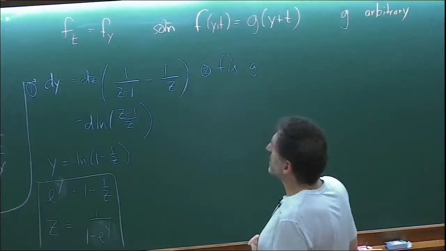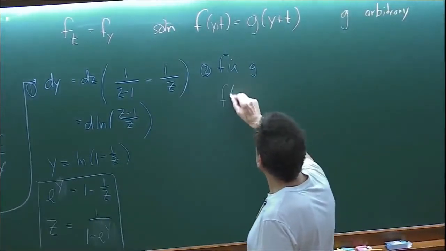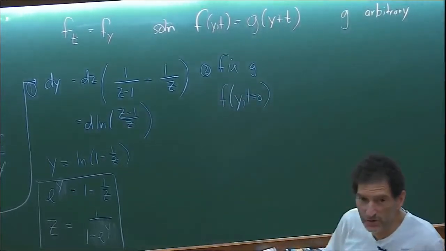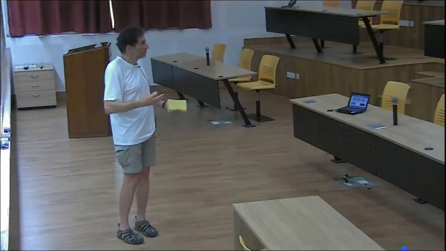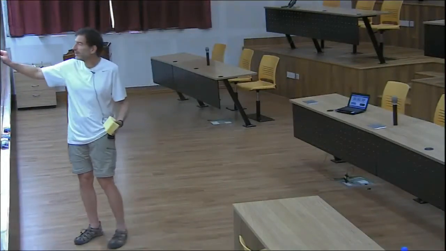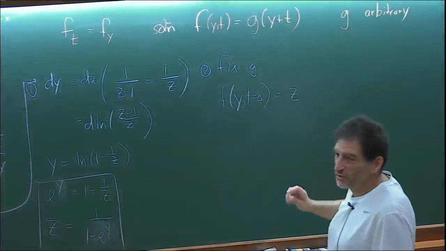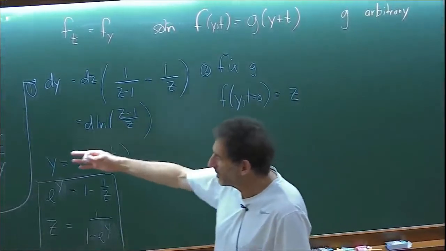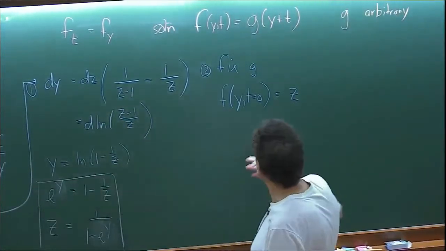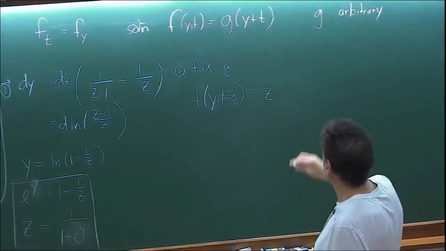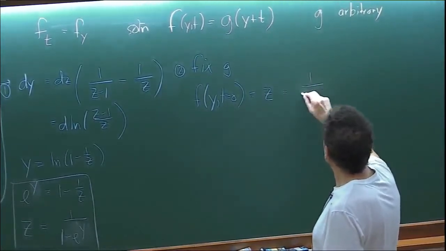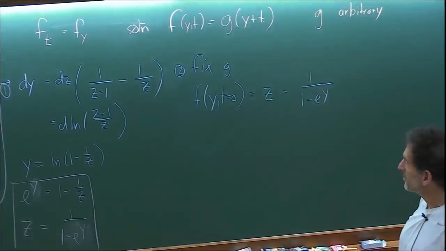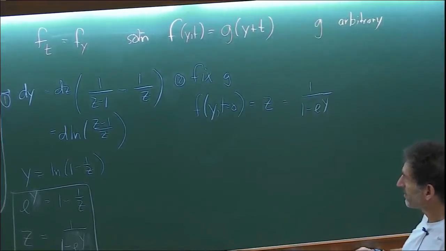And step 2 is we have to fix g. So how do we fix g? We say, well, at the initial condition, t equals 0, what is the initial generating function? If we start with a single particle, then the initial generating function is equal to z. But this is the wrong variable, because in order to solve our wave equation, we went to the y variable. So we have to re-express z as a function of y. This is nothing more than 1 divided by 1 minus e to the y. So now we have the initial condition in terms of the right variable.